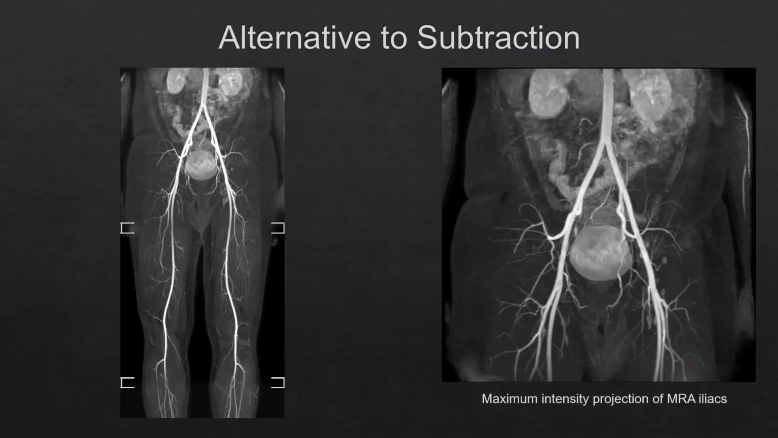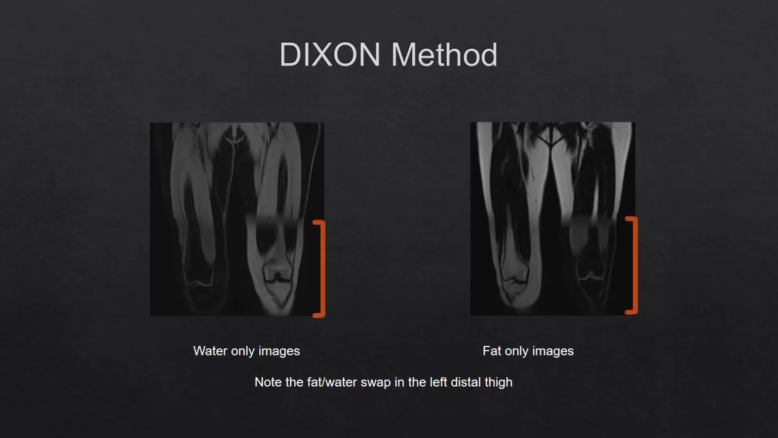An alternative to subtraction is using a T1 weighted fat suppression technique called Dixon, where a chemical shift technique uses echoes from two or more separate TEs to separate water and fat. Dixon methods are generally more reliable than other fat suppression techniques and generally allow MRA without subtraction. However, there are further pitfalls with this technique.